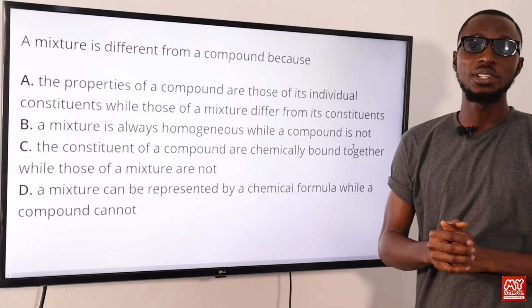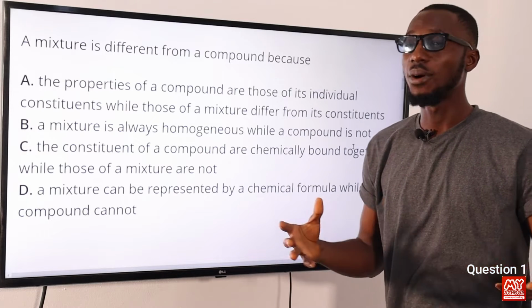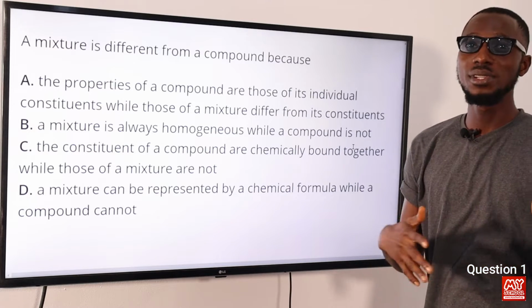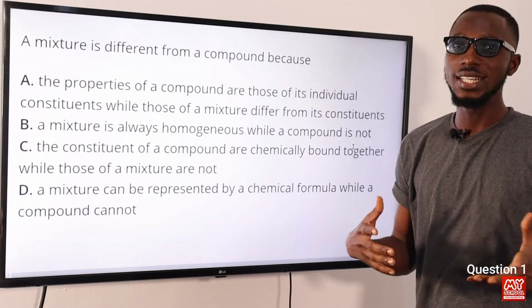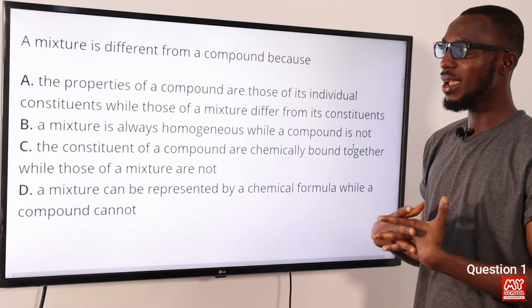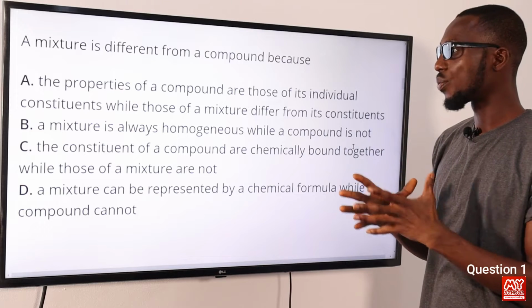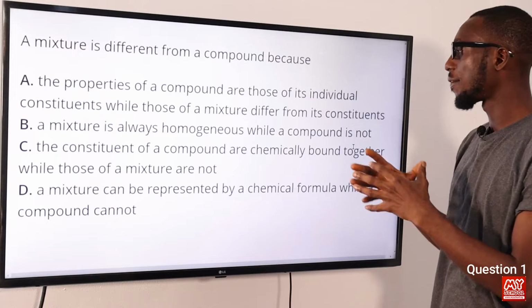So let's begin with question 1. A mixture is different from a compound because what? So what we are required to do is to validate or invalidate statements. Okay, so we have statement A. The properties of a compound are those of its individual constituents, while those of a mixture differ from its constituents.